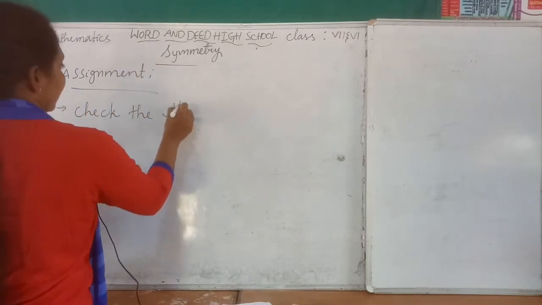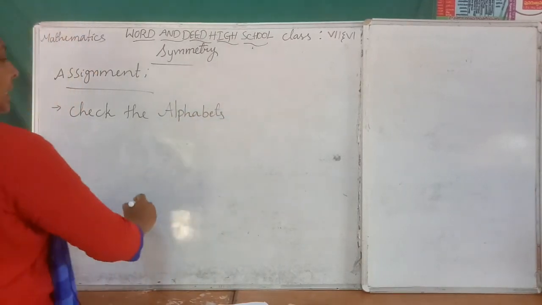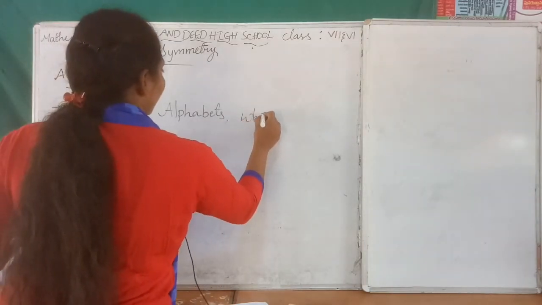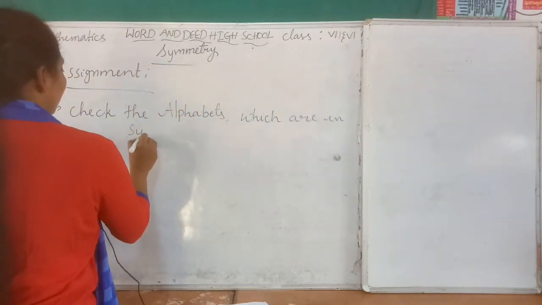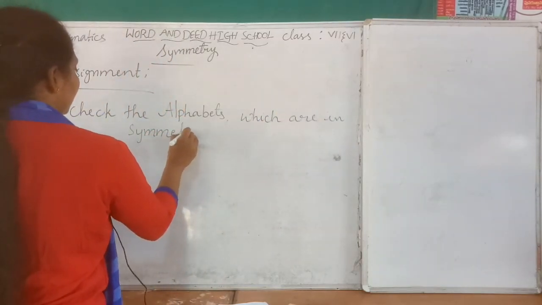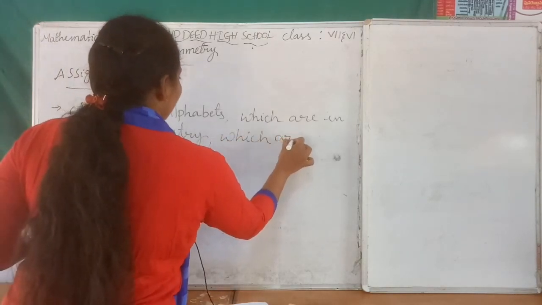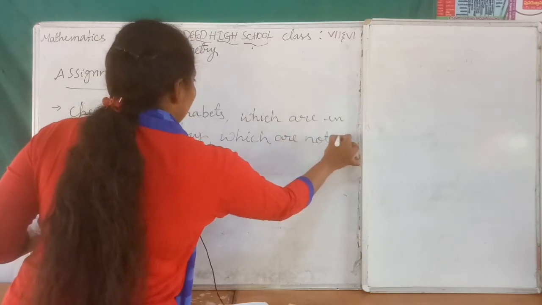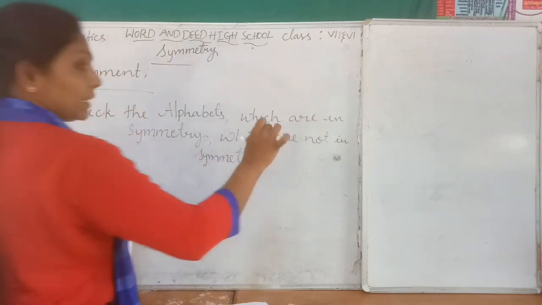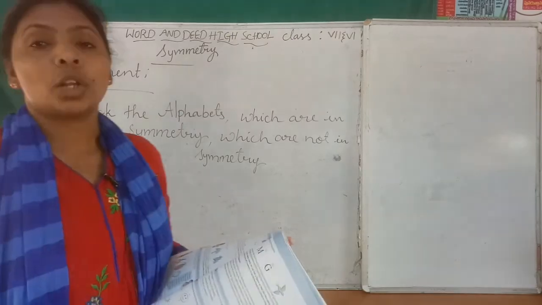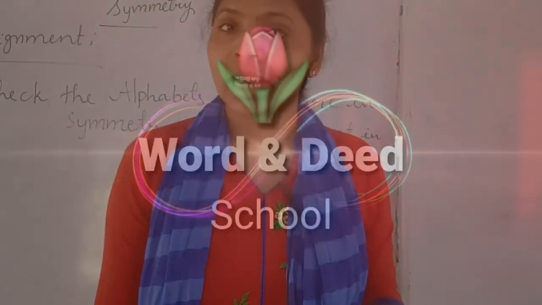Check the alphabets which are in symmetry and which are not in symmetry. You can take the alphabets, children, and just check which are in symmetry and which are not in symmetry. This is a small assignment for you, children. I hope you understand, children. Thank you.